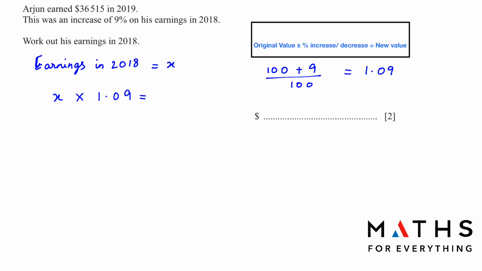His present salary is 36,515. So this is a multiply. When you move to the other side, it will be a divide. And this will give us 33,500. This is an important formula which you can use for increase or decrease.